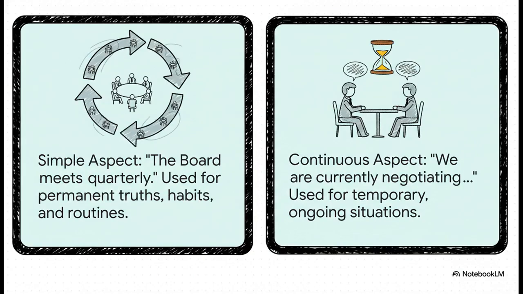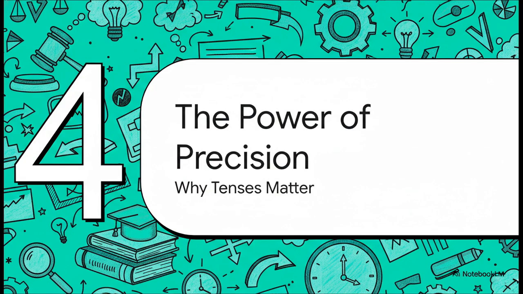And we see the exact same thing here. The board meets quarterly. That uses the simple aspect to state a permanent fact, a routine. But "we are currently negotiating" uses the continuous aspect. It highlights a temporary situation, something happening right now, but it also suggests that it won't go on forever. So why does all this matter? Well, because in high-stakes situations, think business, law, or academics, this kind of precision is power. It can be the difference between being perfectly clear and being dangerously misunderstood.